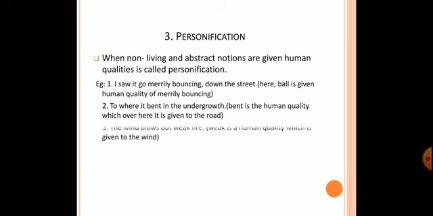The next one is: the wind blows out weak fire. So over here "weak" is a human quality which is given to the wind. Over here wind and fire are two non-living things which are being put forward, but still a human quality of weakness is given to them.